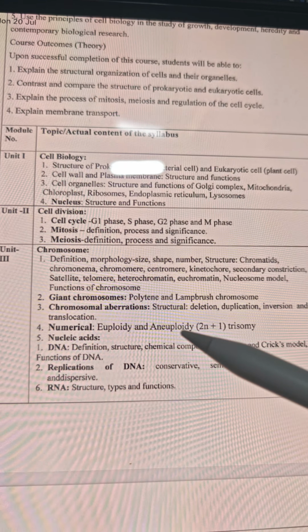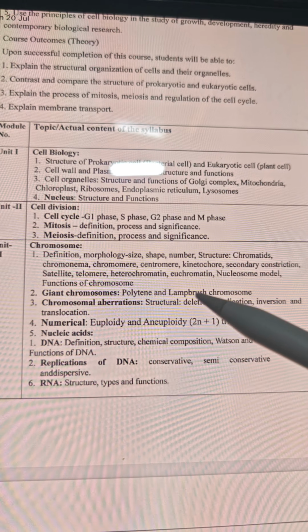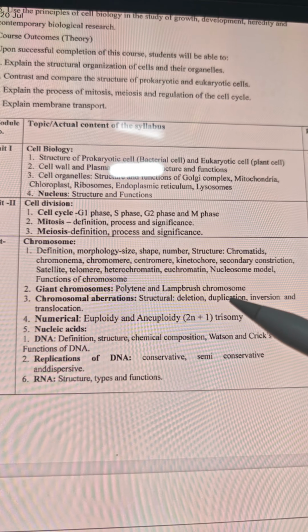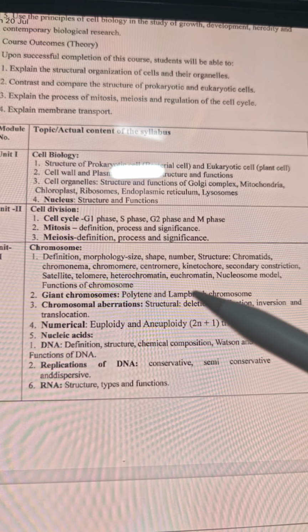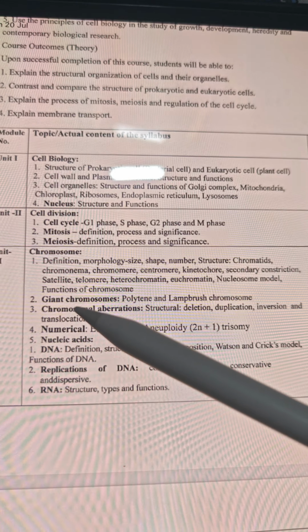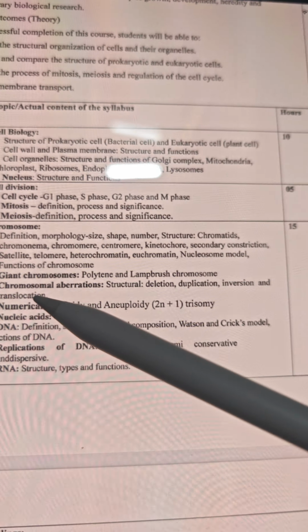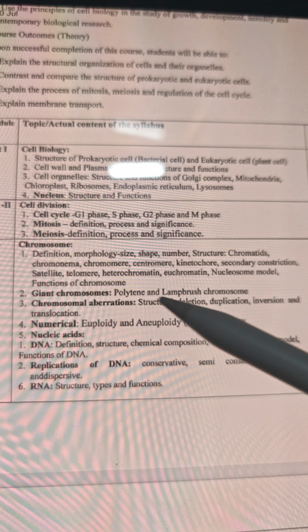Second is giant chromosome. These are specialized forms of chromosome: polytene and lampbrush chromosomes. The structure and significance we will study in giant chromosomes. And the third is chromosomal aberration. There are certain abnormalities in the chromosome, either structural or numerical. We will discuss both the structural and numerical aberrations.